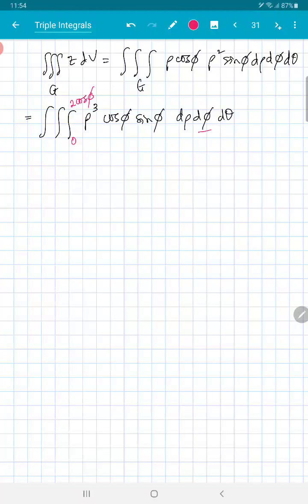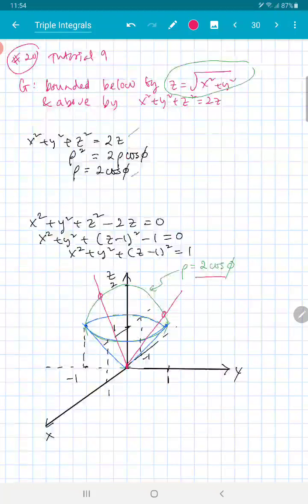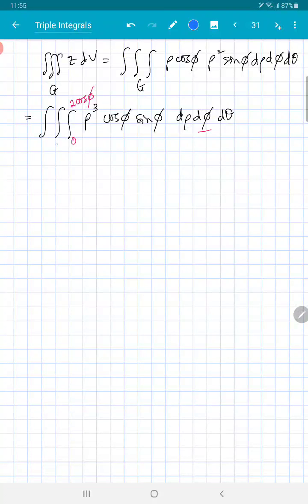Okay, now let's get the limits for phi. Remember how we measure phi: we measure phi from the positive z-axis. Let's say you start there, and you can see that it stops on the blue cone, or you can go from here to there as well. The blue cone is represented by, remember from the first example, phi equals pi over 4, because the angle is 45 degrees or pi over 4. So phi is going to be from 0 to pi over 4.